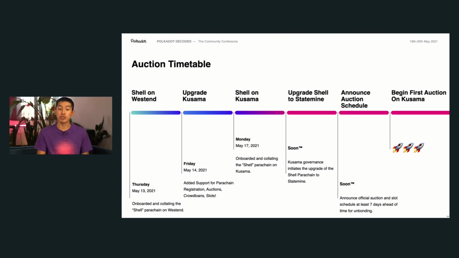The next steps will be coming soon, which involves upgrading the Shell parachain to Statemine, which is basically the assets parachain for Kusama. It's like Statemint, but it's for Kusama. And then when that is running well and stable, we will announce the official auction schedule. And of course, give you all 7 days notice so that you can unbond your KSM if they're currently being staked.